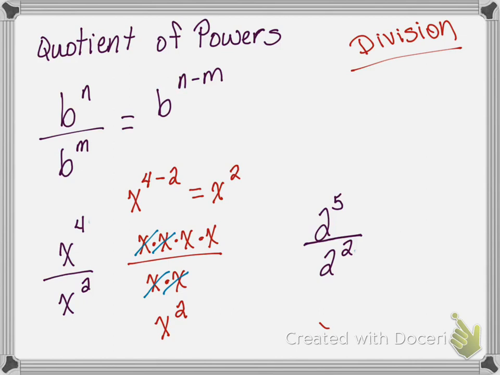So our next one, we're going to go ahead and do 2 to the 5 minus 2. That's 2 to the 3rd. And we know what 2 to the 3rd is. What's 2 to the 3rd? 8. Now, just for fun, 2 to the 5th, what's 2 to the 5th?